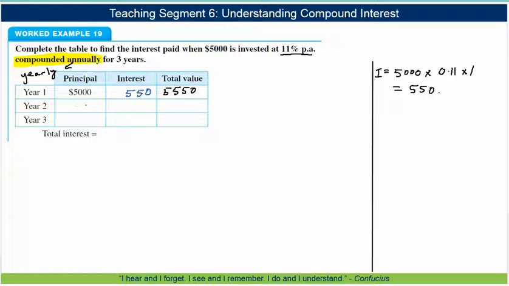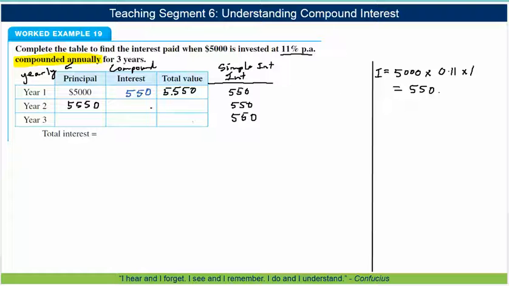Simple interest here, the next year you'd only get $550. So let's add another column to the table. If this was simple interest, the interest would be just 550, 550, 550. This is the difference of compound interest. What we actually do is we take that new balance. We don't use the original principal. Instead, we use the new balance as the principal.